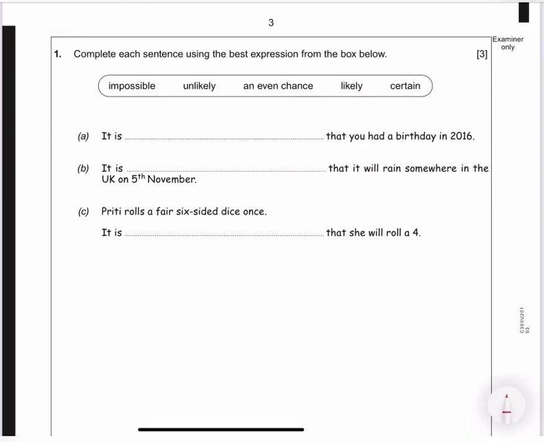Okay, question 1. Complete each sentence with one of the words. So this is a birthday. It is certain, of course, that you had a birthday in 2016. So certain is 100%. So I'm going to use the word certain here. And in B, it will rain somewhere in the UK in November. It's likely it's going to rain, so we're going to use the word likely here.